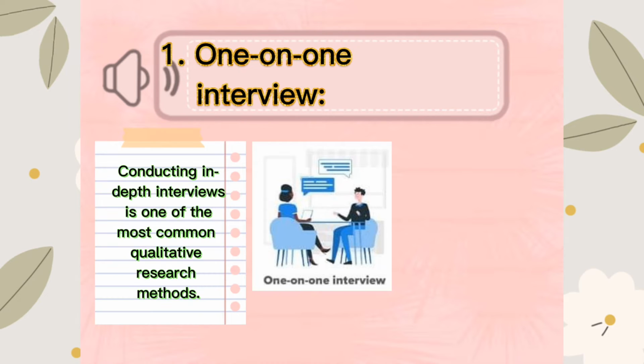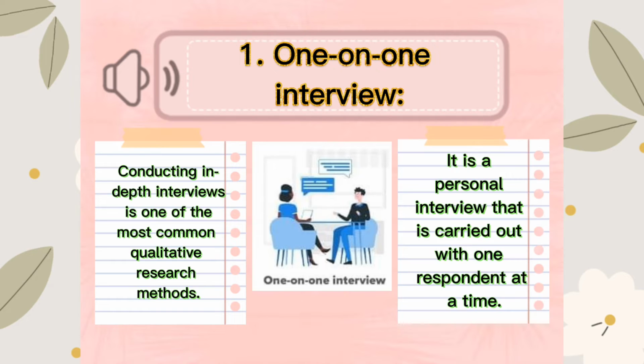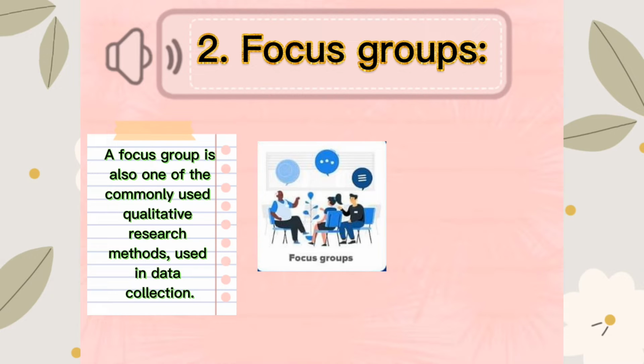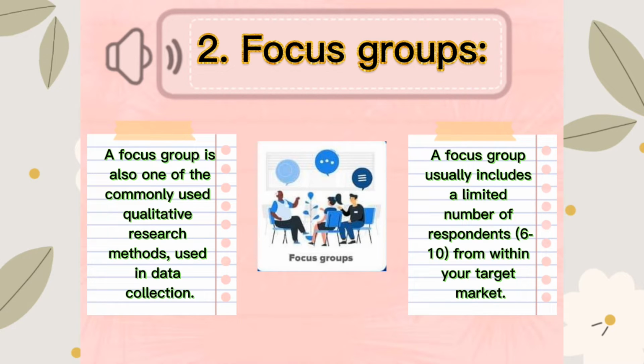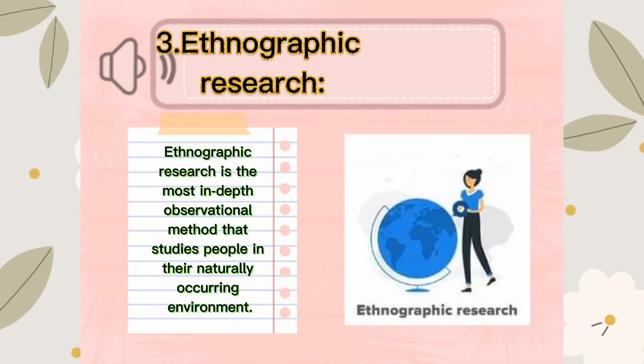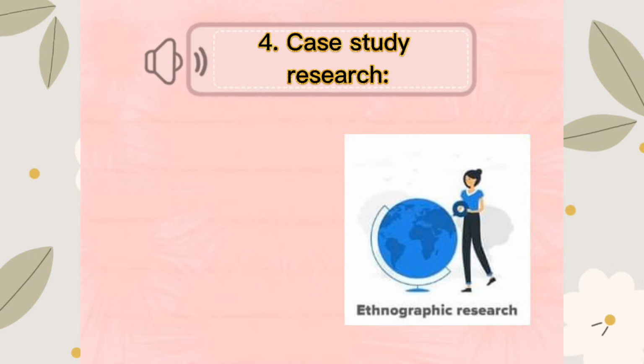1. One-on-one interview. Conducting in-depth interviews is one of the most common qualitative research methods. It is a personal interview that is carried out with one respondent at a time. 2. Focus groups. A focus group is also one of the commonly used qualitative research methods used in data collection. A focus group usually includes a limited number of respondents, 6-10, from within your target market. 3. Ethnographic research. Ethnographic research is the most in-depth observational method that studies people in their naturally occurring environment.